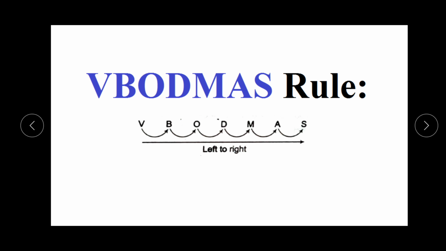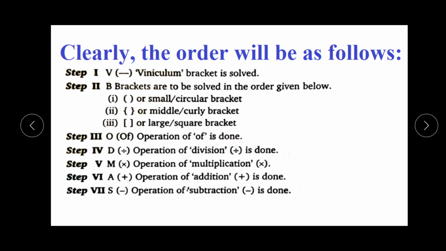V-Bodmas rule. It means in this rule, first we will solve V bracket, then brackets, then of, then division, then multiplication, then addition, then subtraction. It means firstly we will solve the question according to this pattern. First we will solve V bracket, second B brackets.